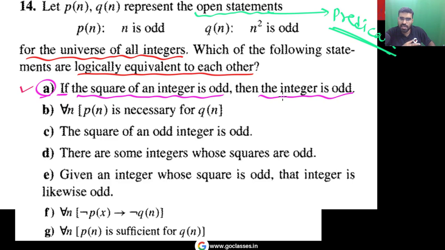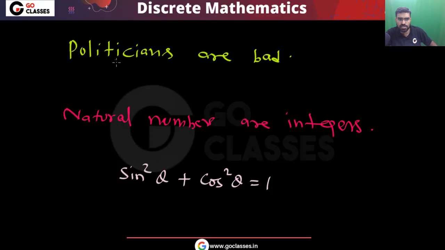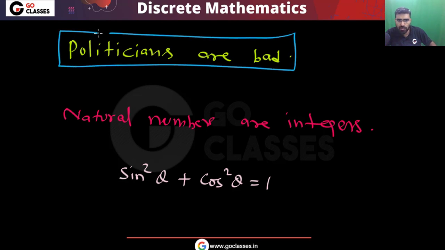Many times in real life also, we speak statements in which universal quantification is hidden. For example, you see this statement. In your real life, sometimes you have said, politicians are bad. When you speak this statement, do you mean all politicians? What do you mean? You simply mean that all politicians are bad. So you can notice here universal quantification is hidden.